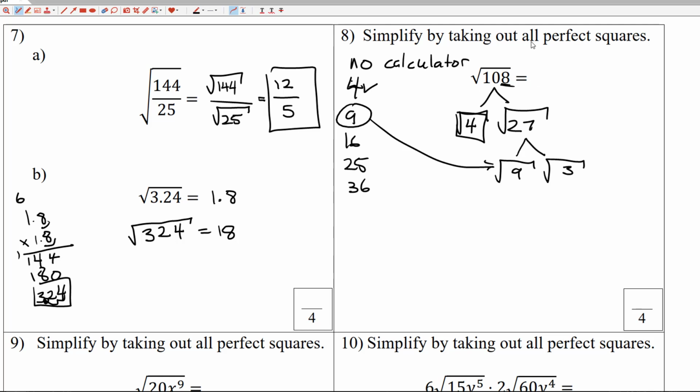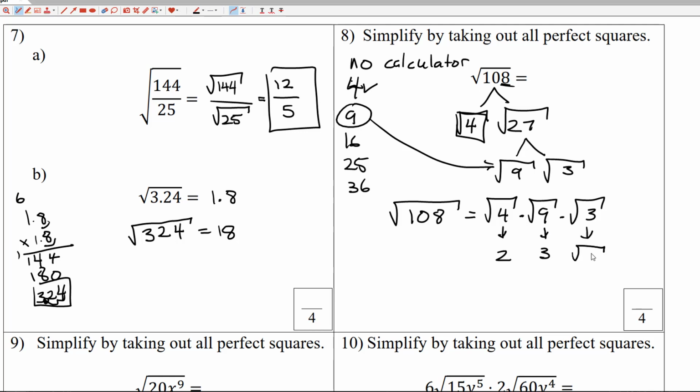So now what do we have? The square root of 108 is equal to the square root of 4 times the square root of 9 times the square root of 3. The square root of 4 is just 2. The square root of 9 is 3. The square root of 3 can't do anything, it's still the square root of 3. So our final answer is 6 square root of 3.